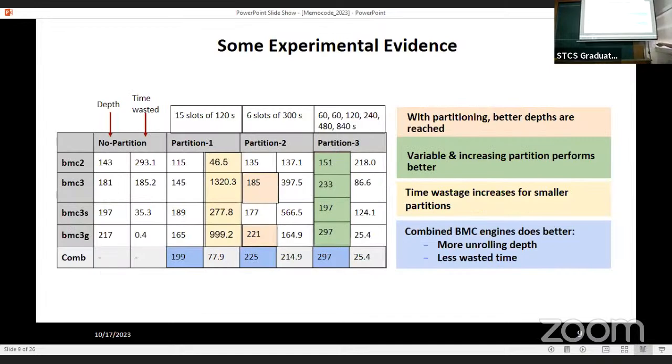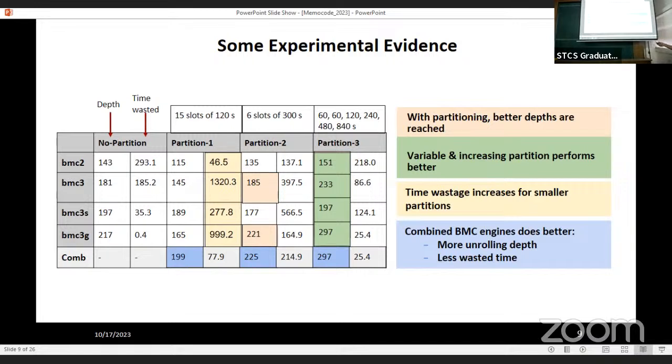So this is a summary of the results that we saw. These are again on real benchmarks. I'll show you all the benchmarks. This is part of the Hardware Model Checking Competition. So there are standard benchmarks. Every year this competition is held, where if you can hit a depth or get a counterexample faster than last year's champion, then you win. So standard benchmark. What we did on that is, this is the no partition thing.